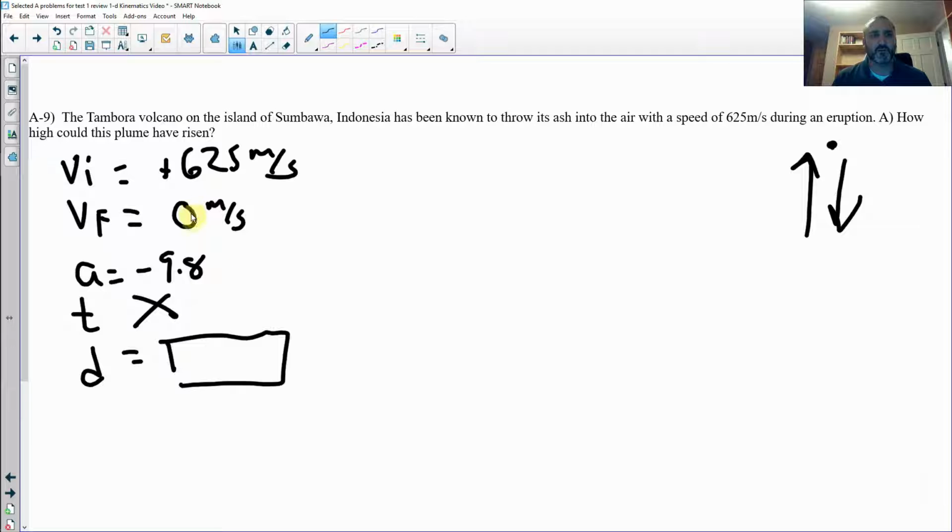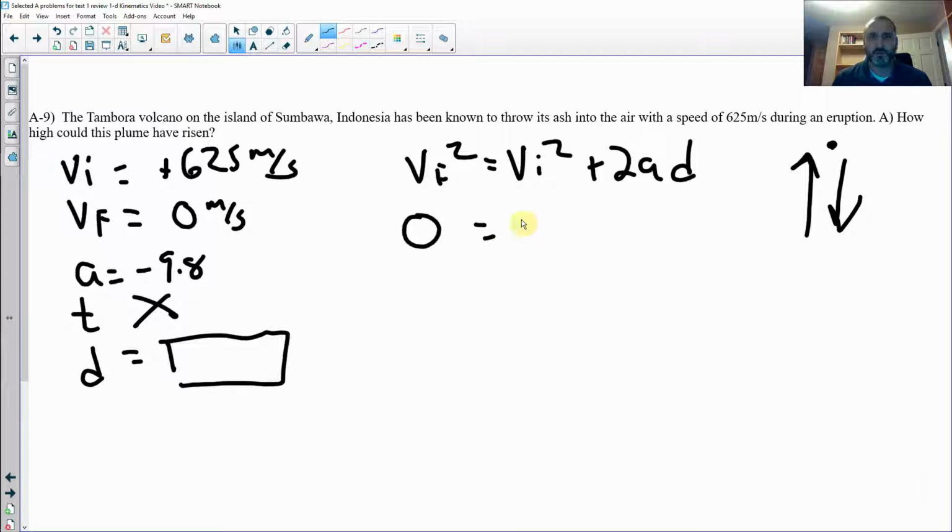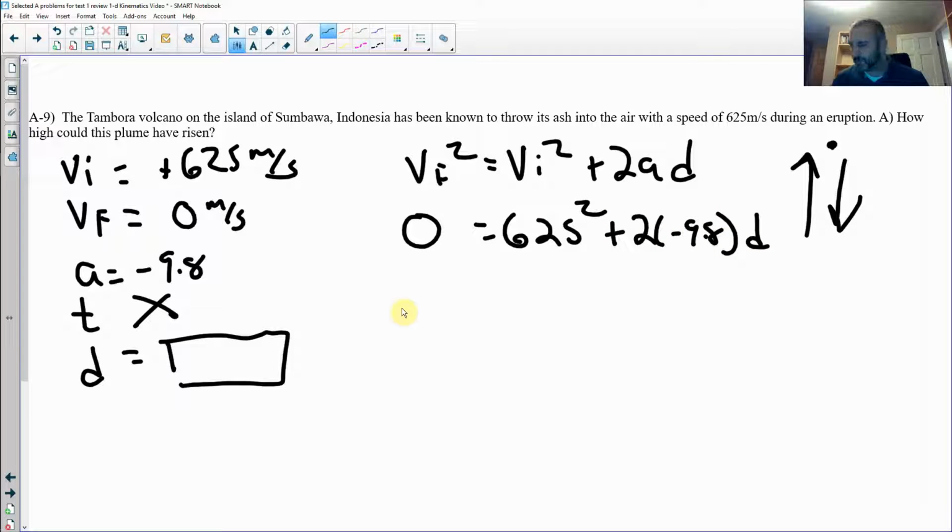Again, we got a d, a vi, a vf, and an a, so I think the proper equation is going to be vf squared equals vi squared plus 2ad. So that'll be 0 equals 625 squared. This is going to be a big number, plus 2 times negative 9.8 times d. So we're just going to do a little bit of math on the calculator. 625 squared, that is going to be a ridiculously big number.